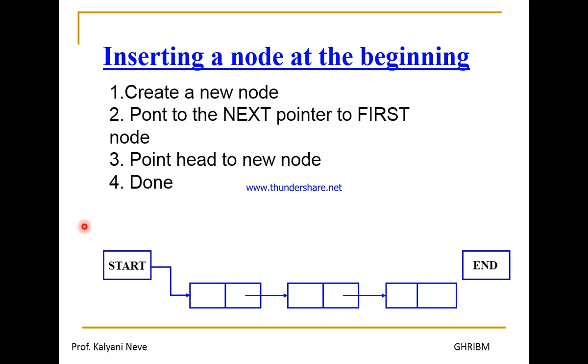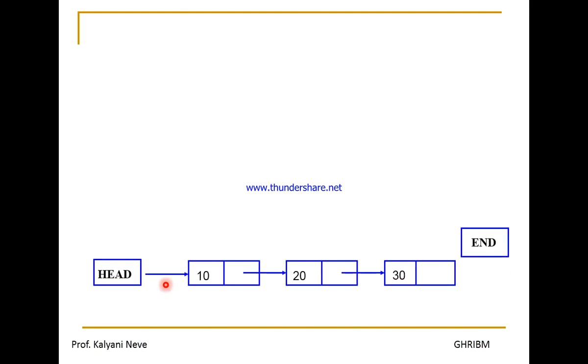Now suppose this is the linked list in which three nodes are there. As you can see, here is the start, meaning the head pointer, in which the address of the first node is stored, and this is the last node. Now I want to insert the node here. Okay, now in the linked list there are three elements: 10, 20 and 30.